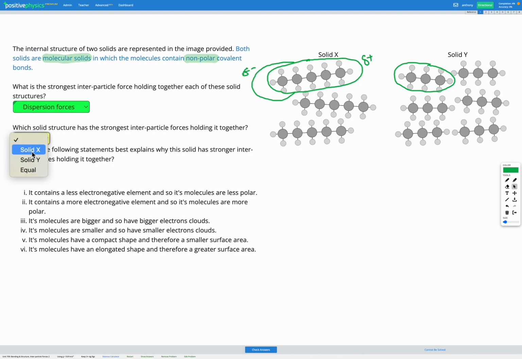So solid X has slightly stronger interparticle forces, and the reason why is that its molecules are bigger and so have bigger electron clouds, which is number 3 from this list.